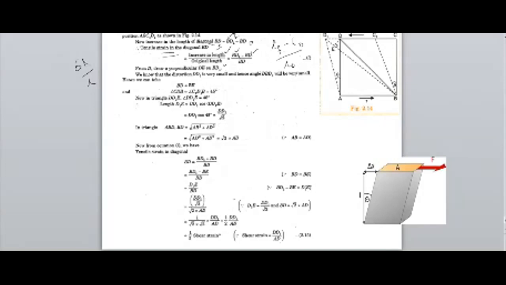Now draw a perpendicular from D which cuts D dash B at E. Now take this small triangle. I need to find out the angles in the small triangle.